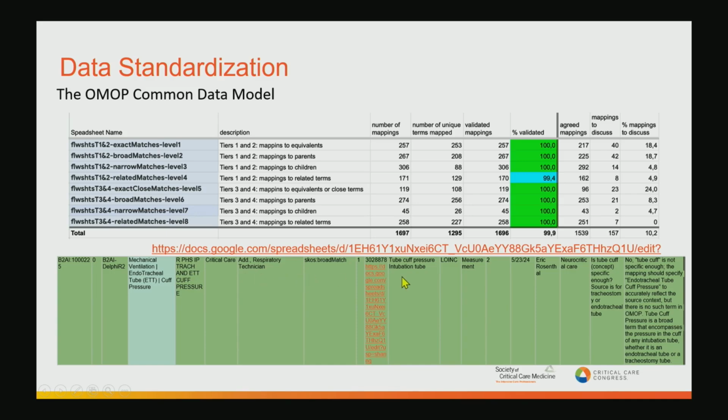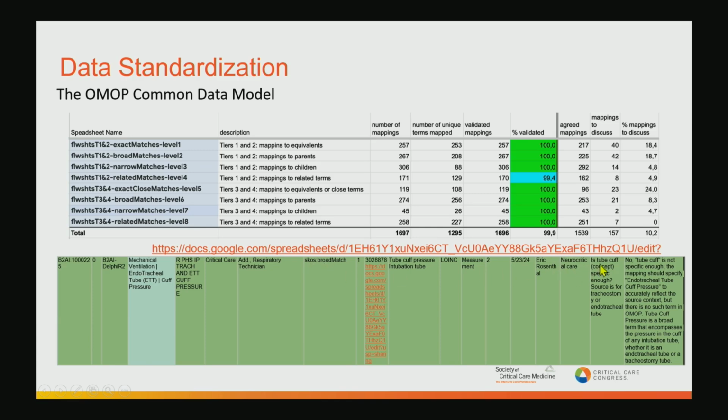And so someone went through this. In this case, it was me, and I said I'm a neurointensivist. And I linked this to a LOINC code called tube cuff pressure intubation tube. We worked with a medical ontologist, Polina Talapova, who's based in the Ukraine and has been able to still continue working with us through our collaboration with Tufts.